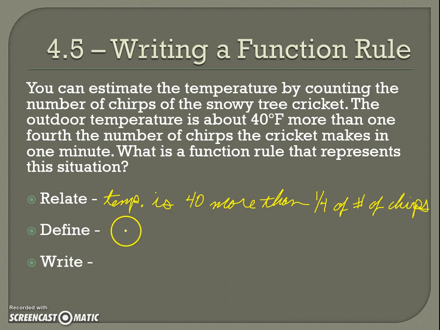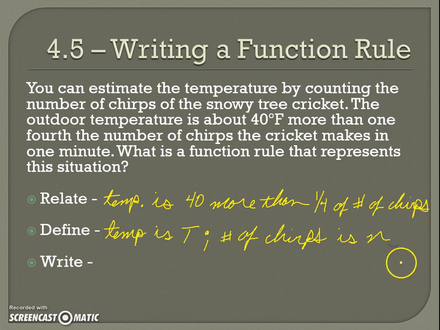Next thing is to define this. Define means I need to assign variables. I don't know what the temperature is. I'm writing an input-output rule, a function rule. So the temperature, I'm going to call that T. That's my variable. And then the number of chirps, I'm going to call N. This is literally just defining the variable. I don't define the 40 or the 1/4 because they're already defined, but I would define the number of chirps as N.